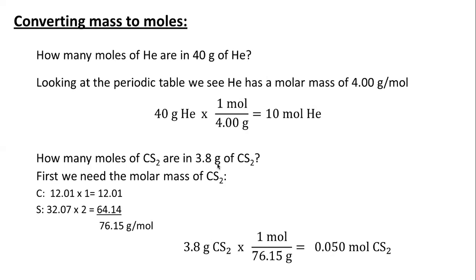We are given that we have 3.8 grams of starting material, and now we're going to set up our molar mass conversion. We have 1 mole on the top, and we have 76.15 grams on the bottom. And one thing that you can also say is that what goes up must come down. So what we have up is grams. We have to have grams down at the bottom. So we're going to multiply through the top, 3.8 grams times 1, and then divide that by 76.15. Our grams are going to cancel out, and so we have 0.050 moles as our answer.